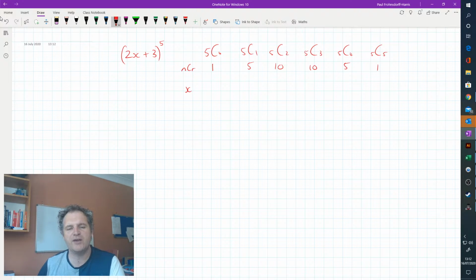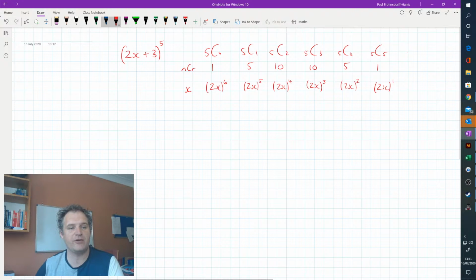Now, the next line, so that's the nCr line, the next line is going to be the x line. We are going to have 2x to the power 5, 2x to the power 4. And there's a specific reason you must do these in a bracket. And that is that if you do not do these in a bracket, then you forget. 0, 1, 2, 3, 4, 5. It's 5. I don't know why I started at 6.